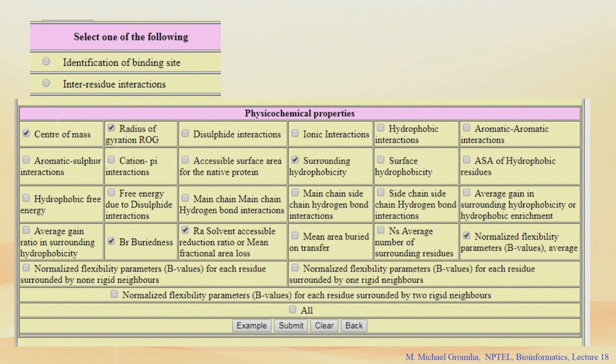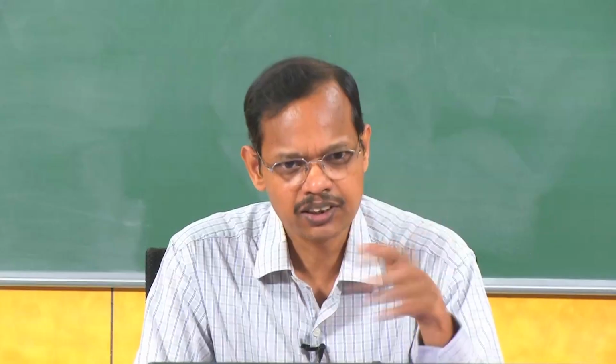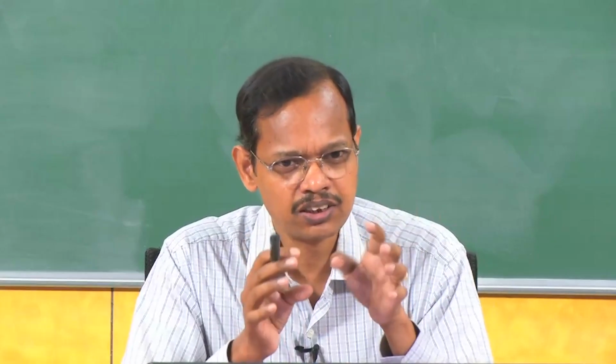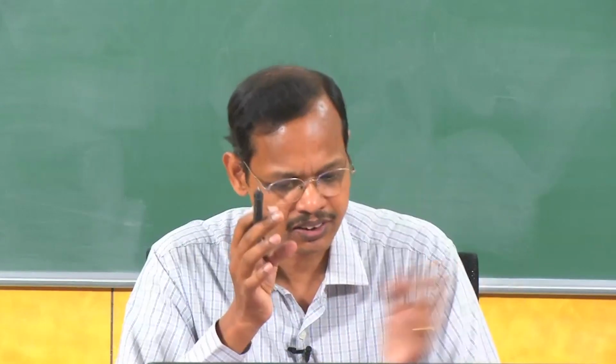So now if you have selected the several physical properties, and if you submit, I will show you 1 or 2 examples. This is the center of mass, okay, the molecular weight is 21 kilodaltons and this is the center of mass for all the 3 coordinates x, y, z. This is the radius of gyration on the 3 different axes, and surrounding hydrophobicity. What is surrounding hydrophobicity? It is the average of the total hydrophobic values of all the residues which occur within the limit of 8 angstrom.